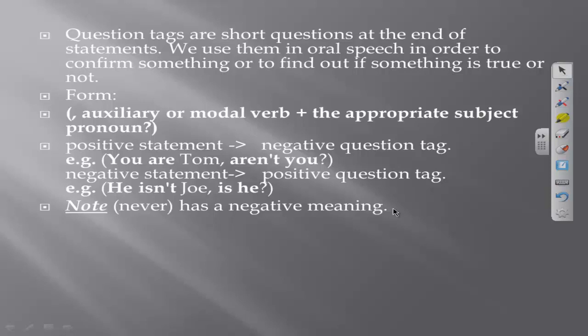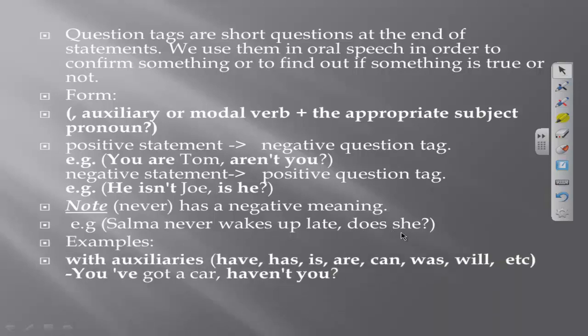When we have never in the sentence, never has a negative meaning, like don't, doesn't. For example, Salma never wakes up late. The verb here is wakes. It's in the present simple. The negative of the present simple is doesn't, but here we have never. Never has a negative meaning, so it will be does she.